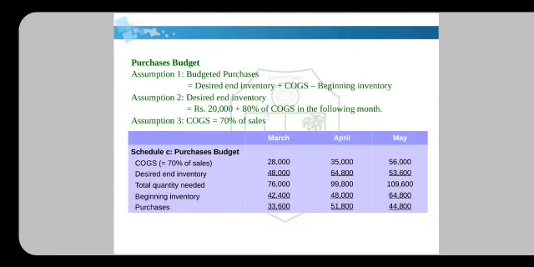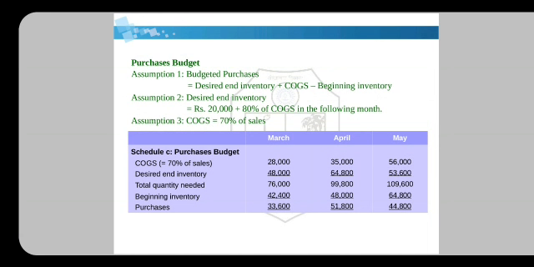Now the purchase budget. The assumptions are: first, budgeted purchase equals desired end inventory plus cost of goods sold minus beginning inventory. Assumption 2 is that desired end inventory equals rupees 20,000 plus 80% of cost of goods sold in the following month. And assumption 3 is that cost of goods sold equals 70% of sales. All this information is given in the previous slide in the problem statement itself. So let's talk about the third assumption.